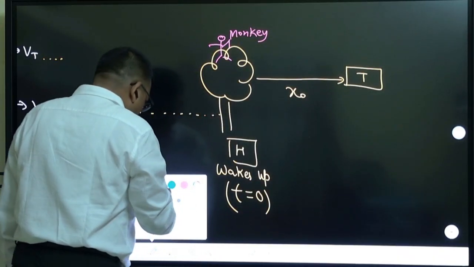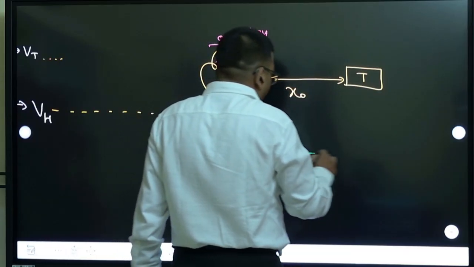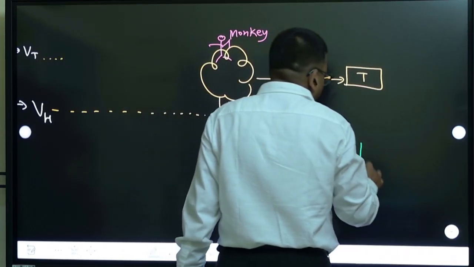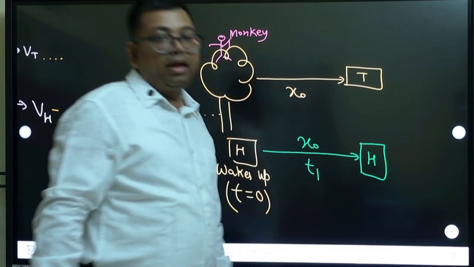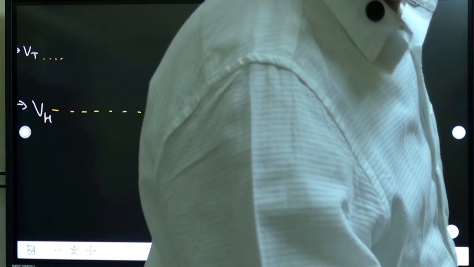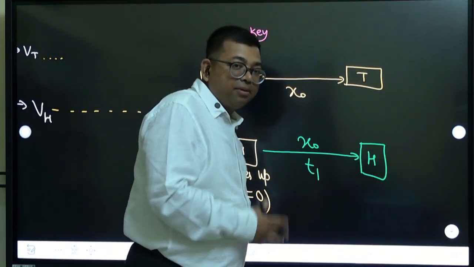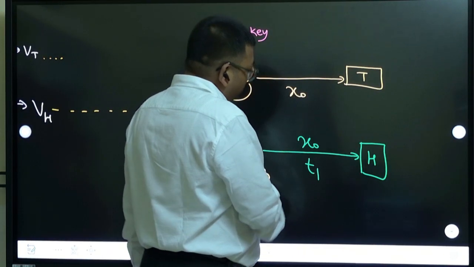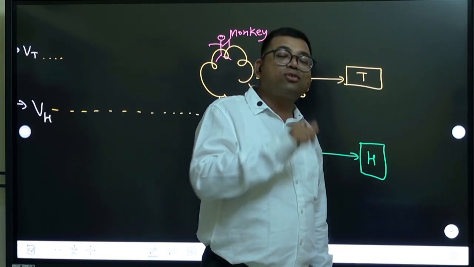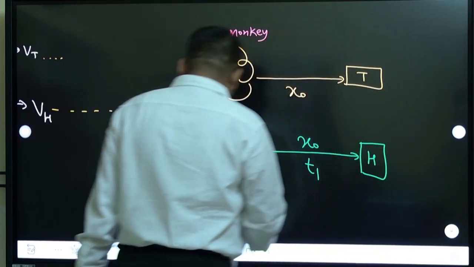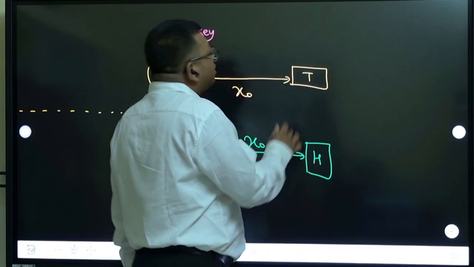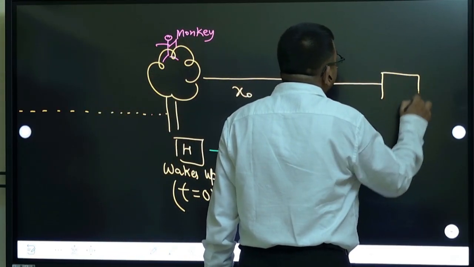So what he will do, he tries to overtake this distance x naught. The same distance he tries to cover, but he takes a time of t1 to overtake that. But you know what happens? He will try to overtake, but it will take some time t1, and by this time t1, the tortoise will not remain there, right? He is walking slowly, slowly. So the tortoise will move away. By the time the hare comes here, the tortoise also moves some distance. He's also smart. He doesn't wait, right?